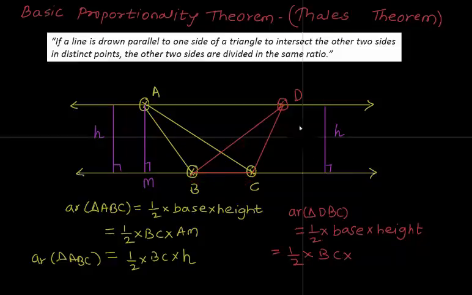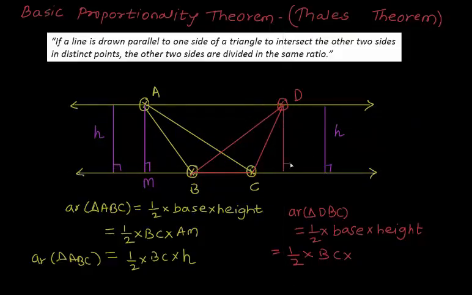So let's do some construction. We'll draw a perpendicular from D on the second line. So this is the perpendicular and let's call this point N. So the height will be DN, the perpendicular height. Now DN is nothing but the constant distance between these two parallel lines, which is H. So the area of triangle DBC is half into BC, the base, into DN. DN is nothing but the perpendicular distance between these two parallel lines.